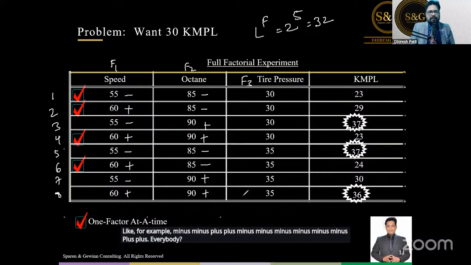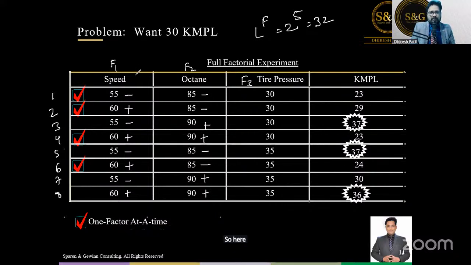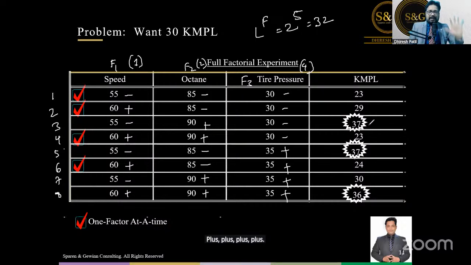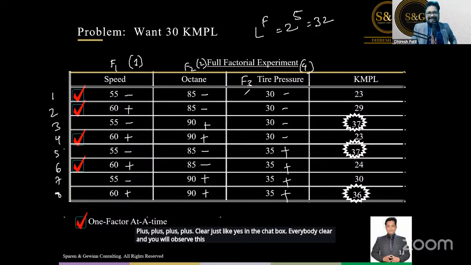Everybody? So here I am writing first factor after every 1 run you have to alter. Second factor after every 2 runs you have to alter. Okay. The third factor after every 4 runs you have to alter. For example, minus, minus, minus, minus, plus, plus, plus, plus. Clear? Just type yes in the chat box. Everybody clear? And you will observe this. This exactly is followed here in this table.